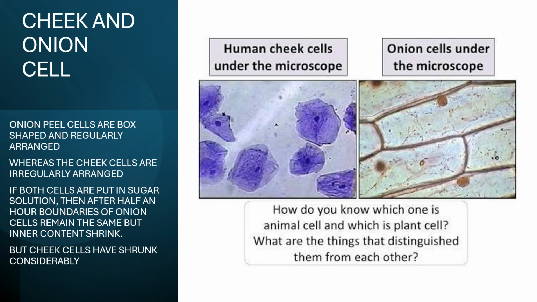But cheek cells have shrunk considerably. This is the human cheek cells under the microscope. This is the onion cells under the microscope. Now, what do you think? Which one is an animal cell and which one is a plant cell? What are the things that distinguish them from each other?